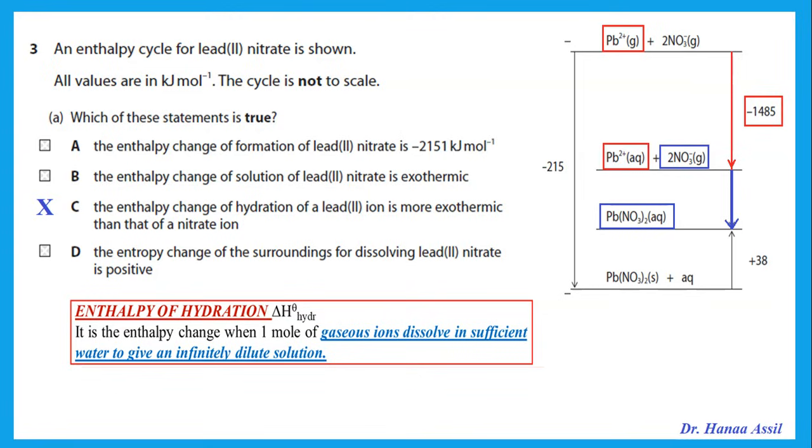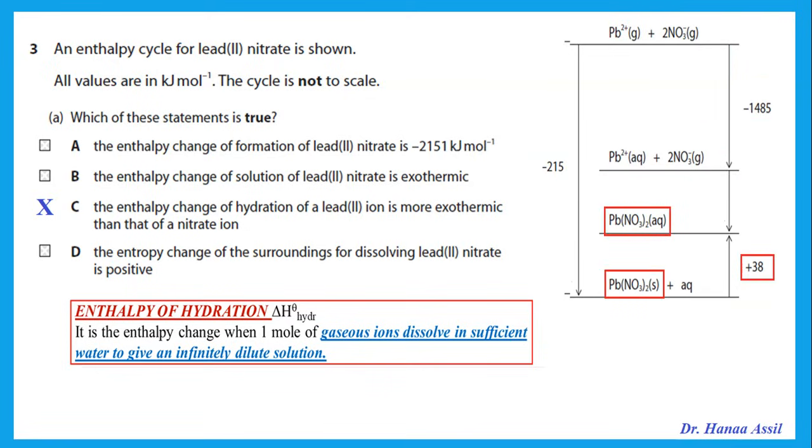D, entropy change of the surroundings for dissolving lead nitrate is positive. Where is the entropy change of the surroundings for dissolving lead nitrate? When lead nitrate dissolves, the delta H is positive. The entropy of the surroundings, or delta S surroundings, is minus delta H over T. So if delta H is positive, then the entropy change of surroundings should be negative, not positive.